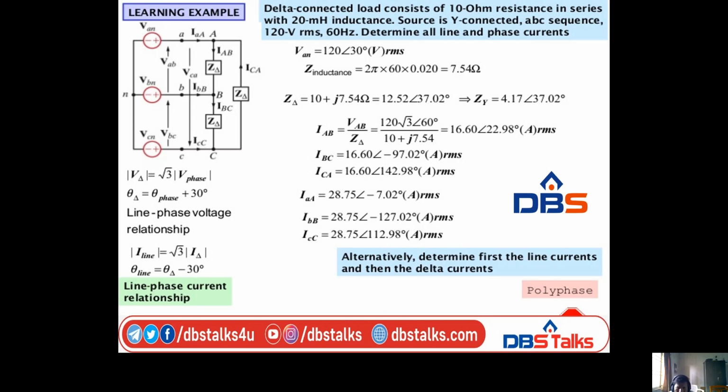Now current, line current IAB is equal to VAB by Z delta. We are getting 16.60 at angle 22.98 amperes RMS value. Similarly, IBC and ICA are 16.60 at an angle minus 97.02, and 16.60 at an angle 142.98. Similarly, line currents Ia is equal to 28.75, Ib is equal to 28.75. Similarly, Ic also 28.75 with 112.98 amperes.